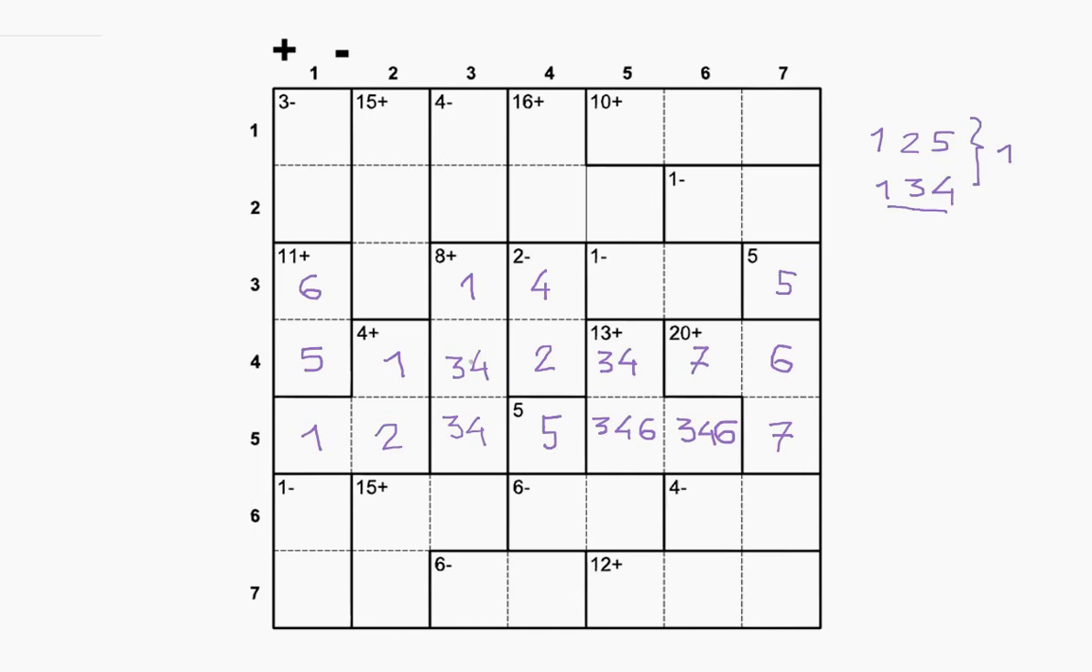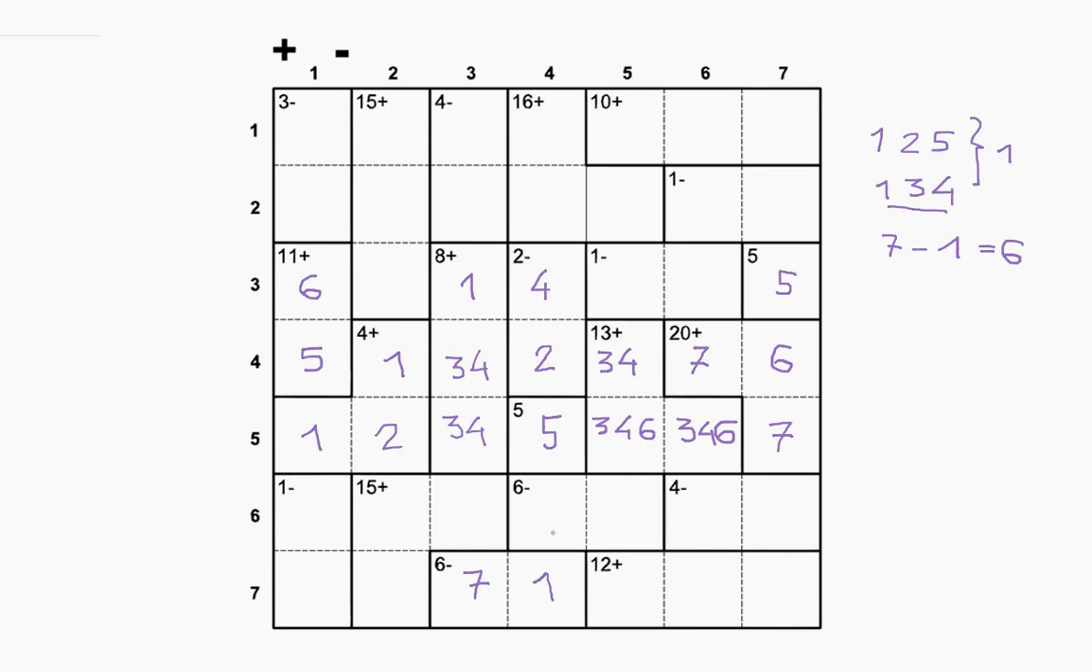Now, let's have a look at these two cells which contain number 6. There is just one combination to make number 6 from two numbers. It is number 7 minus number 1 is number 6. Okay, but here is already number 1, and here has to be just number 7. And here, of course, number 1.